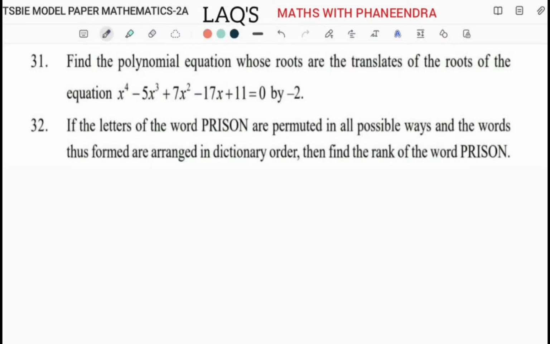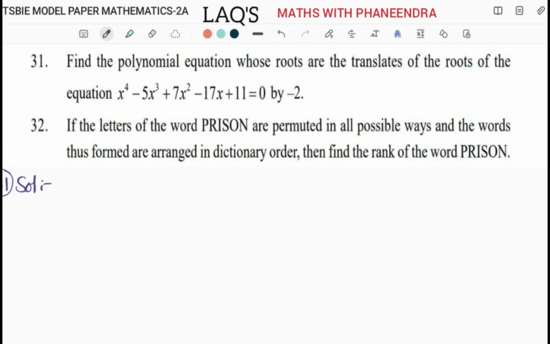The next question, number 31. Find the polynomial equation whose roots are the translations of the roots of the equation x power 4 minus 5x cube plus 7x square minus 17x plus 11 equal to 0 by minus 2. So we need to do this type of question. This is one of the important type questions.